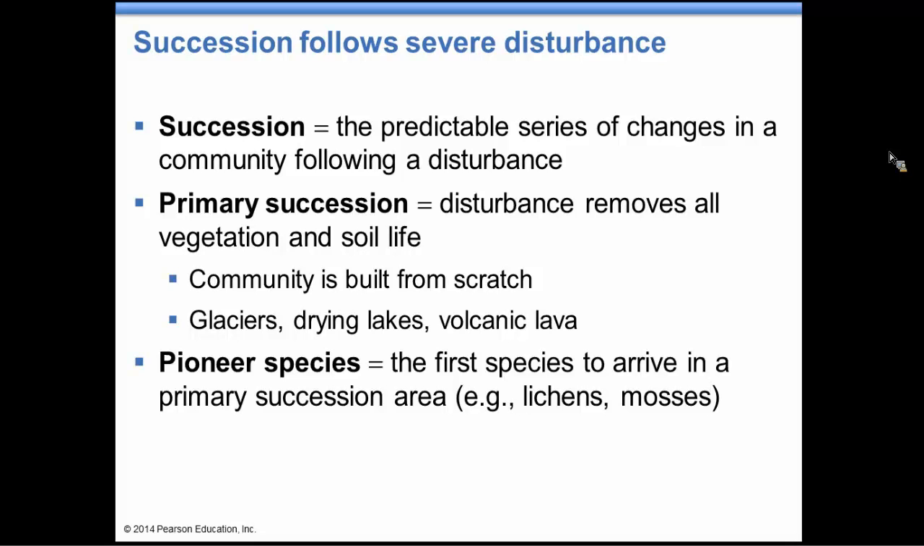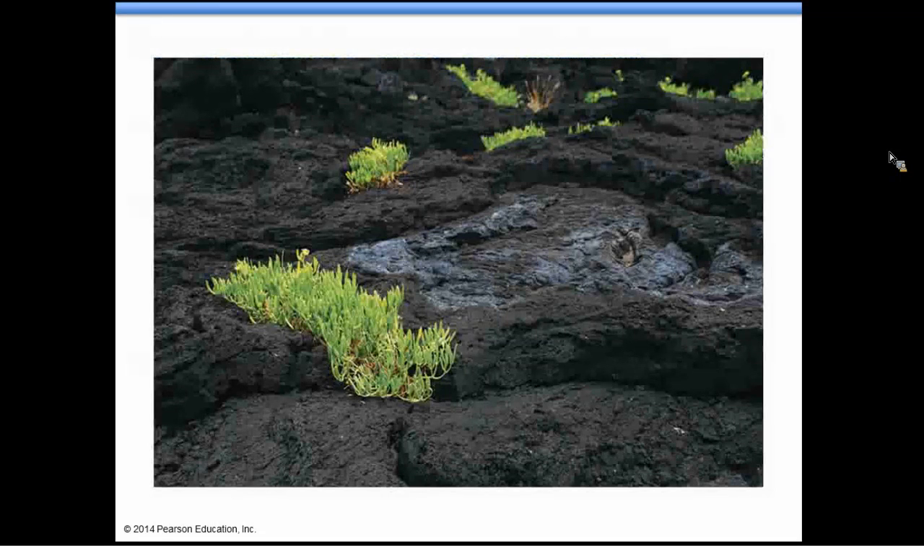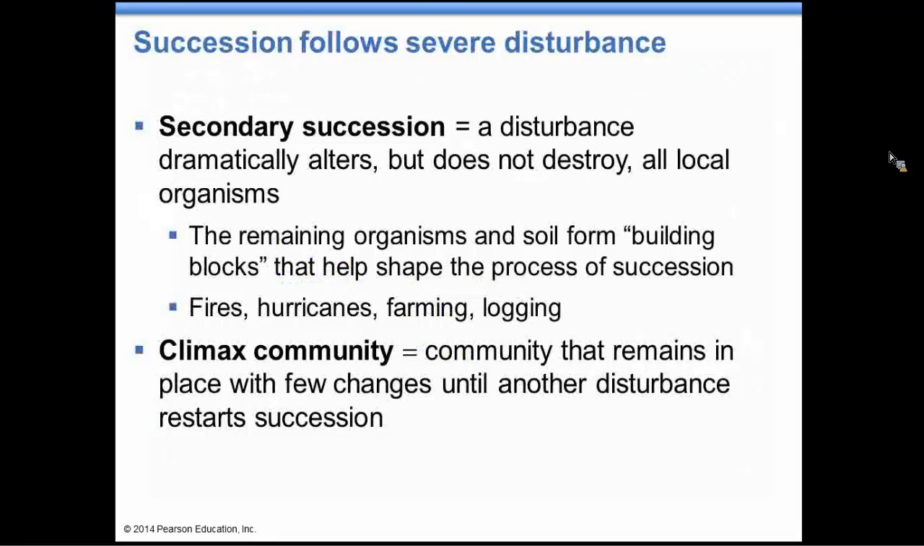And a pioneer species would be the first species to arrive, and these are usually lichens, mosses, and other plants that have wide dispersals and low nutrient needs. And here's an example of a lava flow, and as we can see, primary succession is already happening with this plant life here. Secondary succession, on the other hand, begins when a disturbance drastically alters an existing community, but does not destroy all living things or all organic matter in the soil.